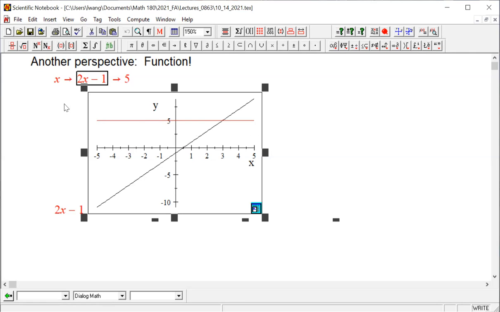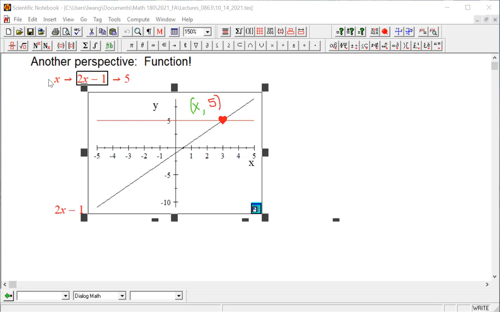Okay, so now we get a point here. This point, we know the input. No, I'm sorry, we don't know the input, but we know the output. Okay, this is still about interpretation, what the meaning of this function is.